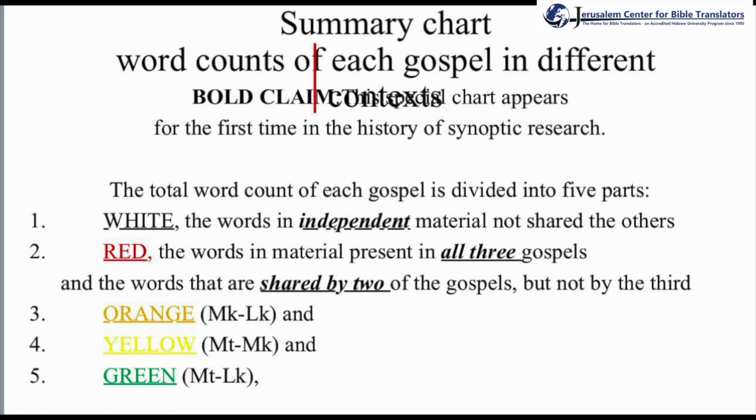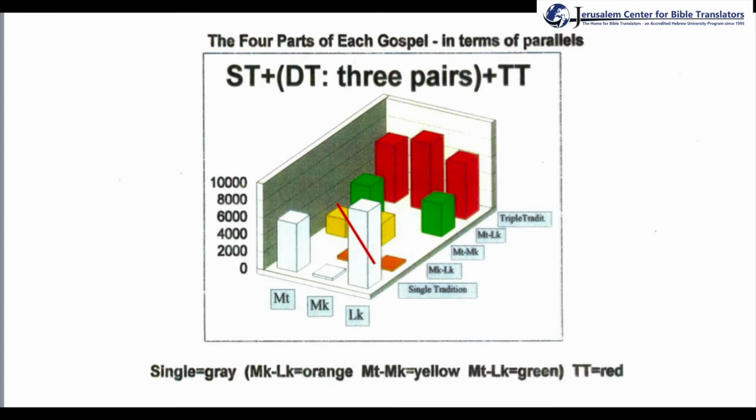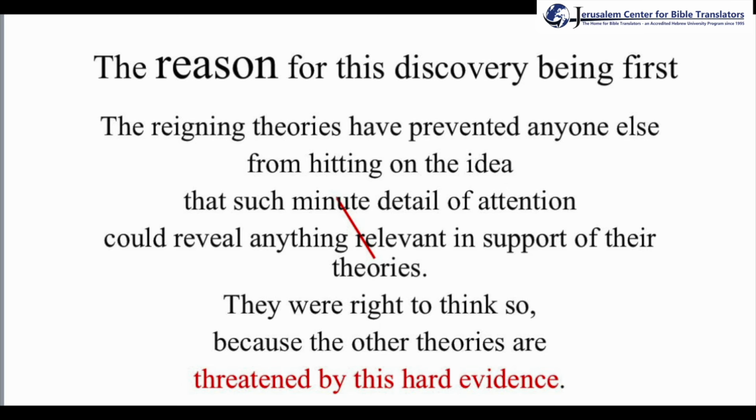White, independent; red, all 3; and then shared by 2 gospels, but not the 3rd, and these orange and yellow and green coatings, as we saw. So the reason for this discovery being first is that the present theories have prevented anybody else from hitting on the idea that they should bother to count words with such minute detail of attention. They didn't think that anything relevant in support of their theories could be found, and they were right to think so because their other theories are threatened by this hard evidence.